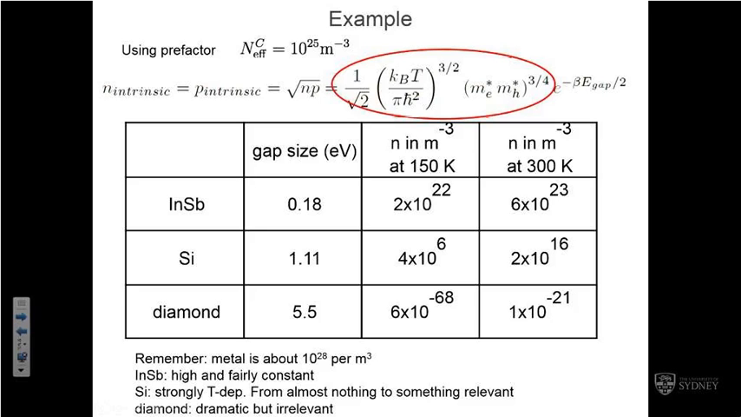68, and yeah, to the minus 21. Yeah, you just won't get any carriers there. So you can really see that it depends sensitively on the band gap, how many carriers you get. So it's really important. This is why everyone talks about band gap engineering. If you can control the band gap and dope it with particular states, you've got a lot of control over your material.